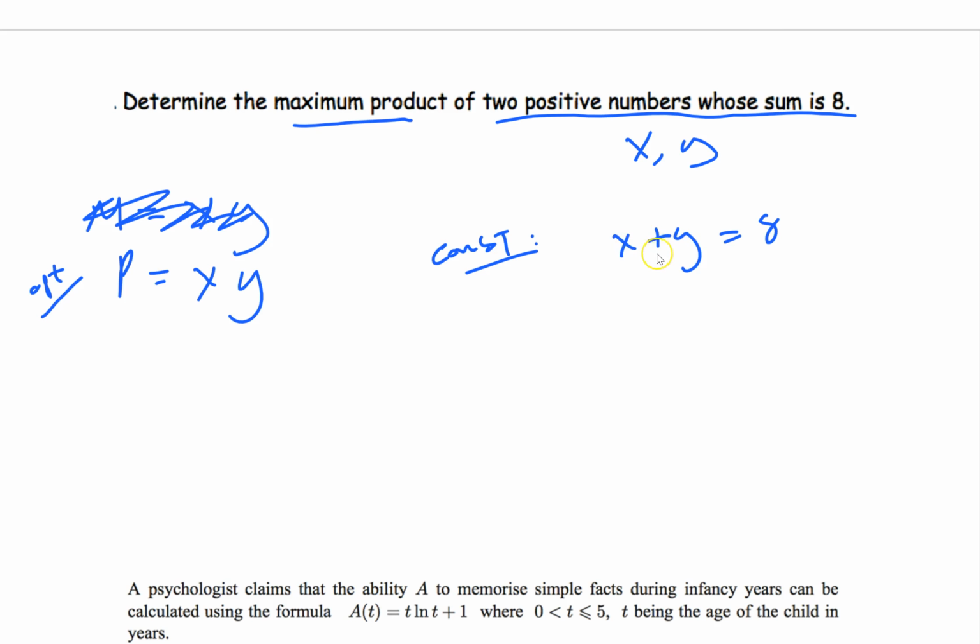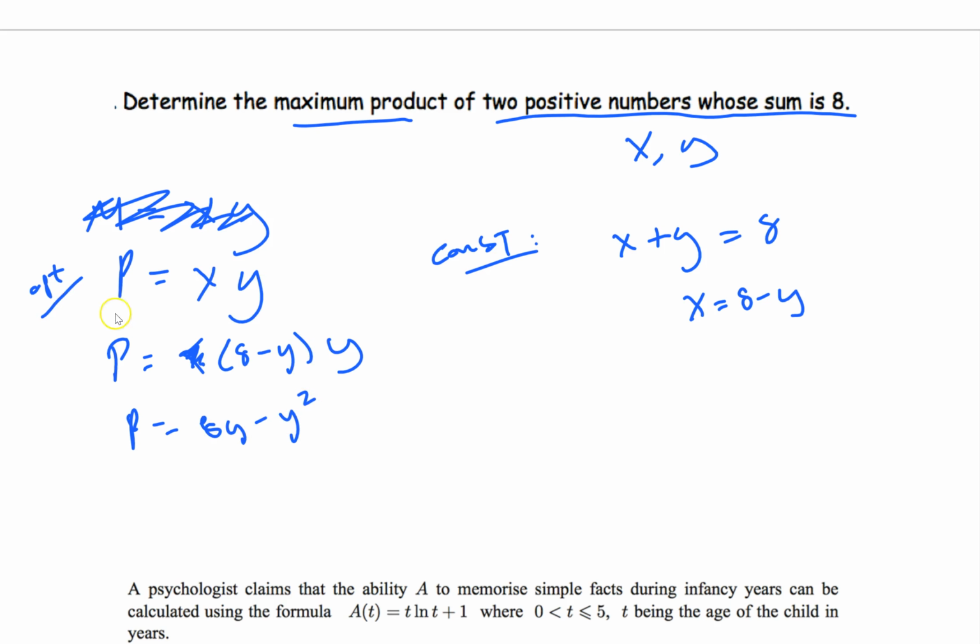So I'm like, okay, get one of these variables by itself, it doesn't matter which one. Let's put x equals 8 minus y. Plug that into this one. There's no more x. 8 minus y times y. Right? Simplify it. 8y minus y squared. Right, and then again, I'm trying to optimize it, right?